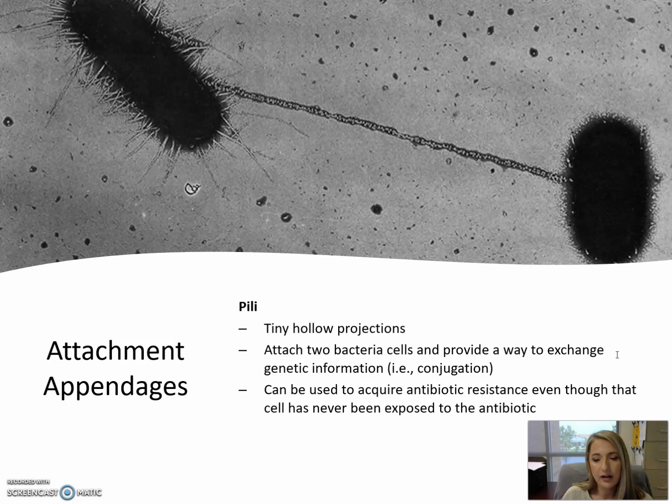Some bacteria have an additional appendage called a pili. The pili, they are used for attachment, but not attachment to surfaces like what we were talking about with fimbriae. Pili are used to attach two bacterial cells to one another for the purpose of communication. So here we have two bacterial cells. You can see they're attached to each other by this long appendage here. This is what we're talking about when we say pili.